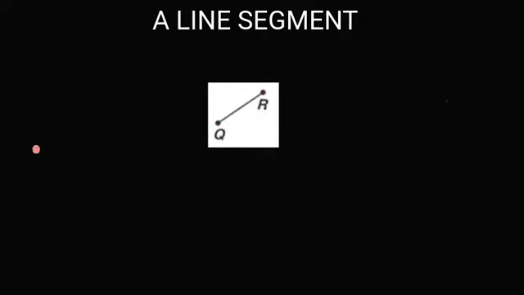We read this line segment as line segment QR or RQ, and we write it the same way as a line, just without arrows. Okay, this is line QR, or you can call it line RQ with the line segment symbol at the top of it. Line segment, a line without arrows.